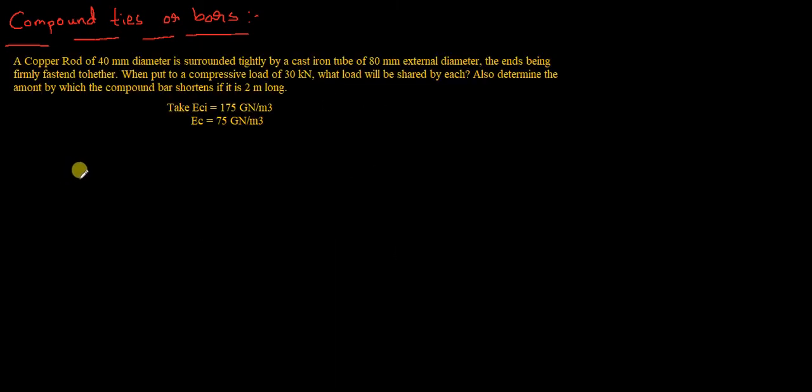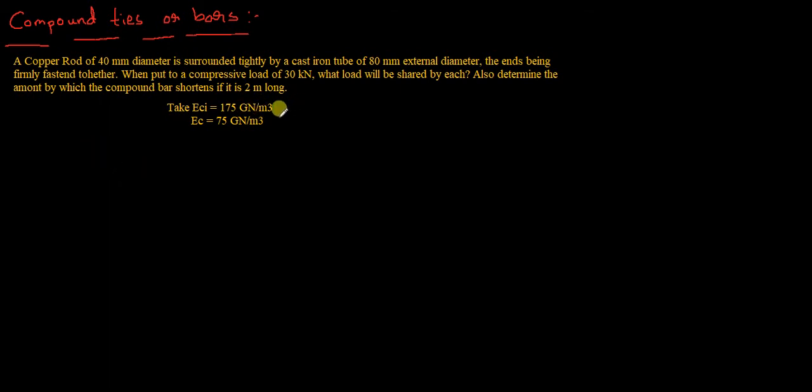Next we try to solve some basic problem. Here I have taken one problem, which is given as: a copper rod of 40 mm diameter is surrounded tightly by a cast iron tube of 80 mm external diameter, and the ends being firmly fastened together. When put under a compressive load of 30 kilonewtons, what load will be shared by each? And we also need to determine the amount by which the compound bar shortens if it is 2 meters long.